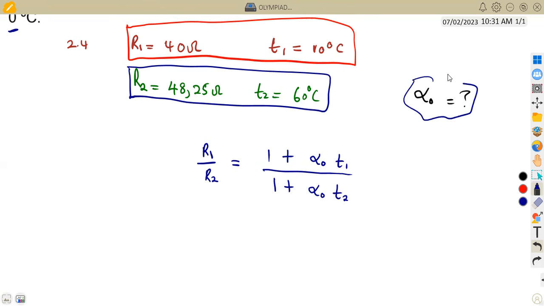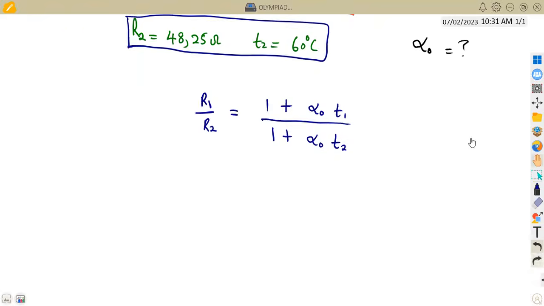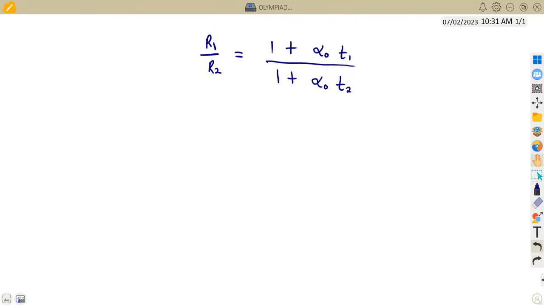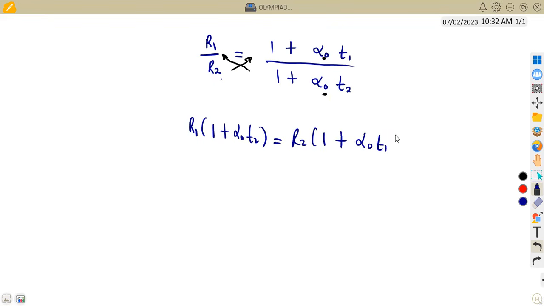So since we are to calculate the temperature coefficient in this case, let us make it the subject of the formula. Let us play around with our calculations and make our temperature coefficient at 0 degrees Celsius the subject of the formula. So how can we do so? We can cross multiply. So this means R1 is going to multiply everything in this bracket. R1 times everything, 1 plus alpha times T2 like this. R2 is going to multiply everything. That's R2 times 1 plus the temperature coefficient times T1 in this case.